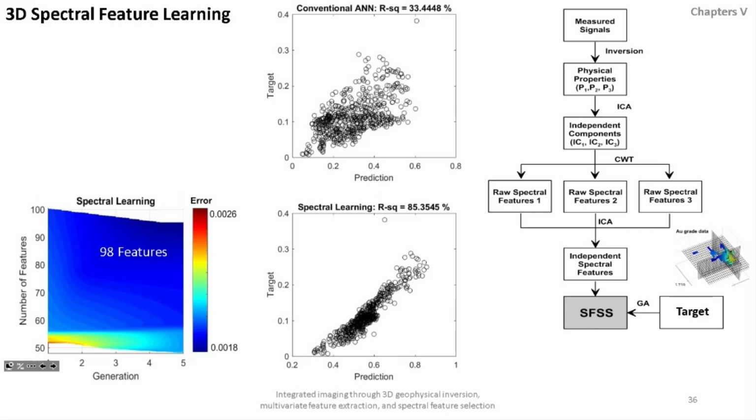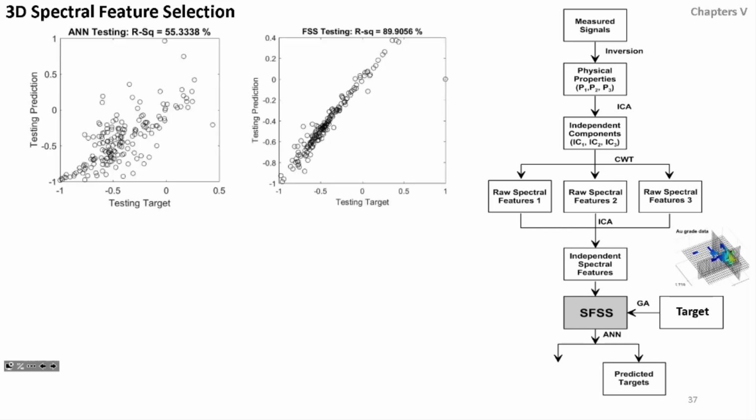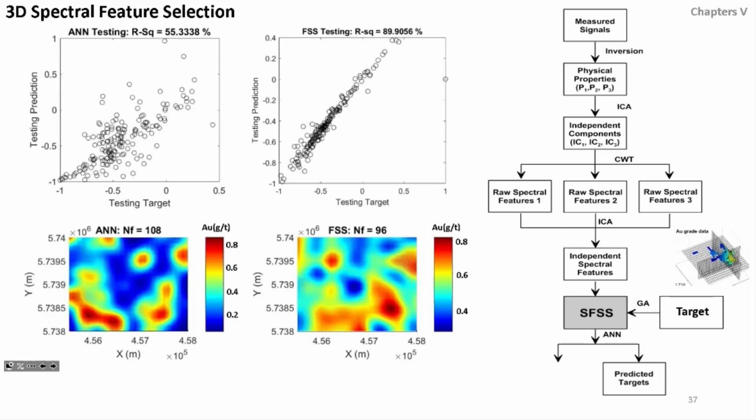The error landscape on the left also shows that the best results are obtained. This error landscape is produced by multi-objective genetic algorithm optimization, because here we don't have one single curve for error. We have a two-dimensional error. As can be seen, the spectral learning is much more efficient than conventional neural network. The error landscape shows that the best results were obtained in the last generation, after 20 iterations, with a maximum number of 98 selected features. The predicted gold concentrations are tested with 5% of the remaining borehole samples.